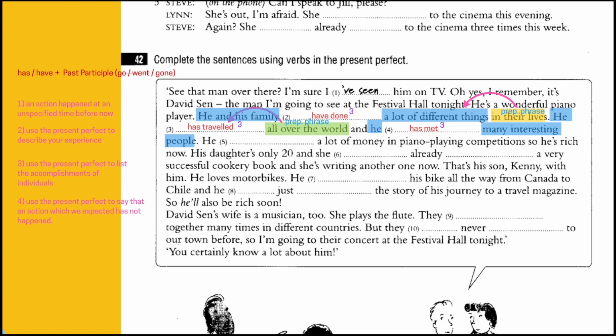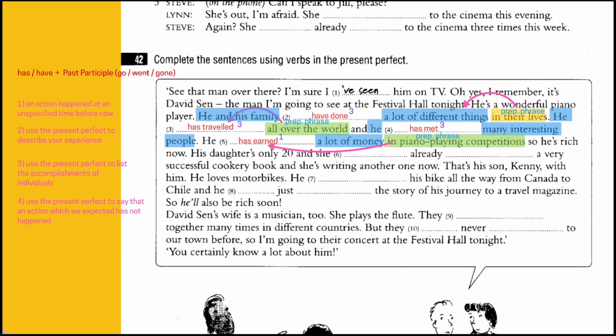Then we move on to question number five. With the subject he won a lot of money. Obviously, he has earned a lot of money in piano playing competitions. What? Has earned, an action happened at an unspecific time. Lots of money. Where has he earned this money? In piano playing competitions. Very nice.